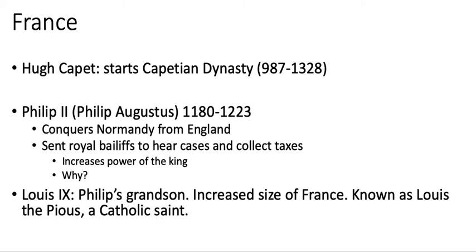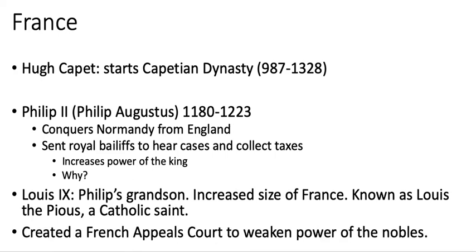Another descendant, a member of the Capetian dynasty, is a man named Louis IX. This is actually Philip's grandson. He helps to further increase the size of France, gaining direct control for the king. And he's known as Louis the Pious, and is actually eventually named a Catholic saint. So Saint Louis the Pious was a French king. He also helped to create a French appeals court. Essentially, people could appeal the verdict that the nobles passed down to the king, right, to that higher level, and that further weakened the power of the nobles.